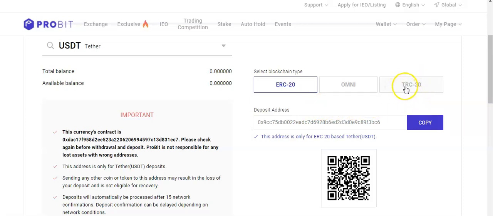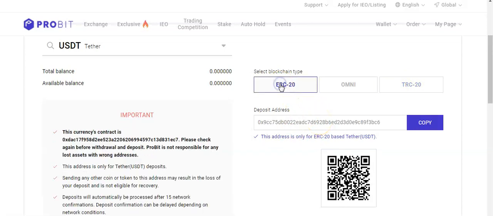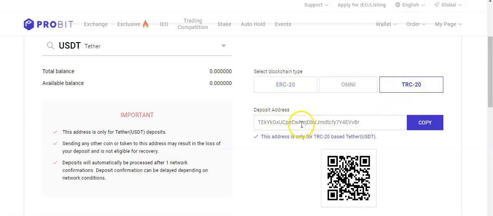TRC stands for Tron. So then I would select TRC20, and as you can see, it gives me a totally different address. This is an Ethereum-based address, and this is a Tron-based address. So now it's the same thing. I copy this wallet. I take it to my TronLink wallet where I have USDT. I specify how many tokens I want to transfer, and then it will pretty much show up instantly.